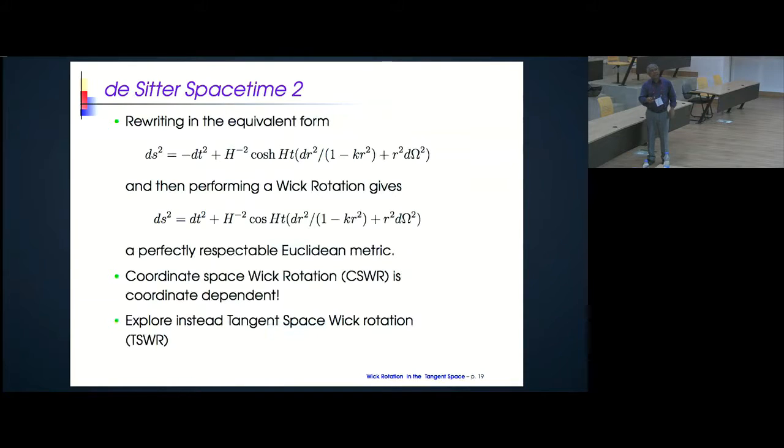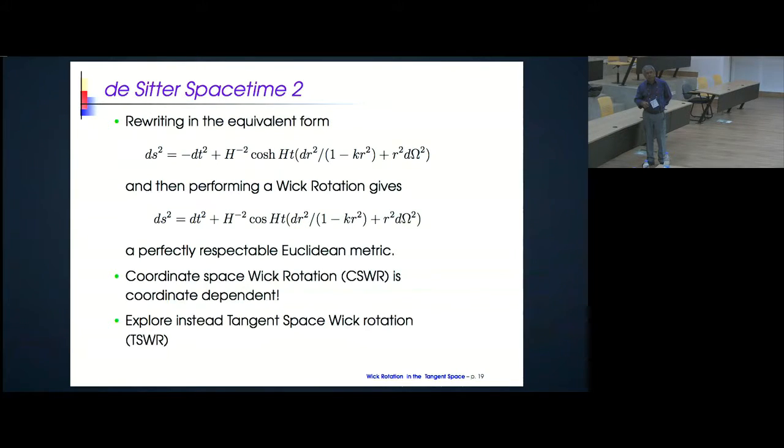Now, you take the same metric and write it in a slightly different form, where the spatial sections have negative curvature. And then you perform a Wick rotation, you find a Euclidean form. So it looks like coordinate space Wick rotation is coordinate dependent. It depends on which coordinate system you choose. So instead of this, the standard one: take a coordinate, take a time function, and rotate it.